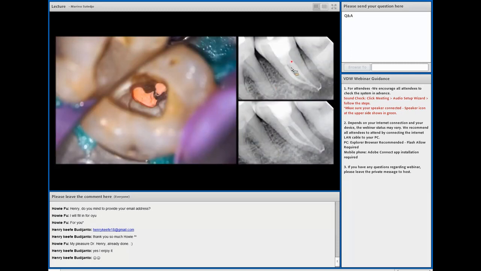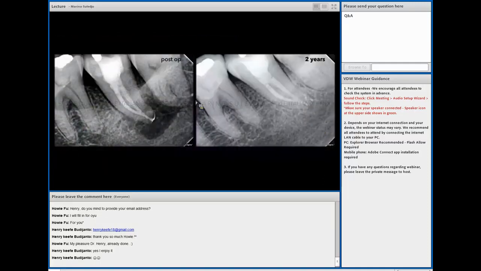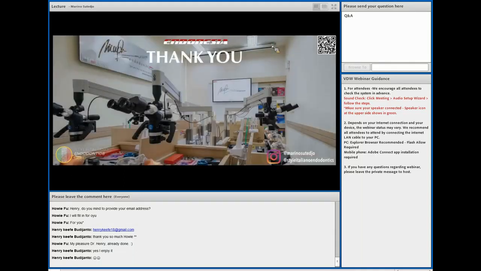As you can see here, there is a confluence. There are two canals that are joining into one. You can see there is a little bit of ramification in the apical area. And this is the post-op, and you can see this is 2 years after, the ramification sealer is still there and the lesion is gone. The tooth was functioning as normal, and we can maintain quite good structures both in the PCD area and also in the coronal area of the tooth.